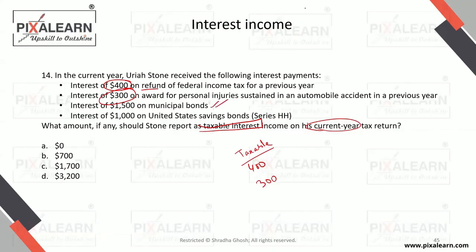Municipal bond interest, taxable or tax exempt? Please write your answers in the chat panel. So municipal bond interest is not taxable. It's exempt. Interest of 1,000 on United States savings bond. See, the idea that they've given you a Series HH is just to confuse you because it's Series EE bonds. This is a federal government savings bond. This will always be taxable. So total $1,700 would be included as a part of the tax net.